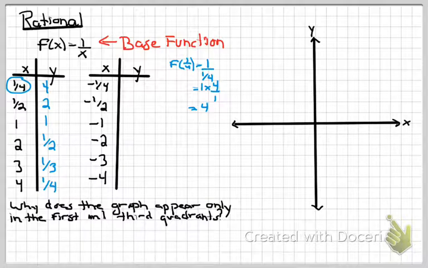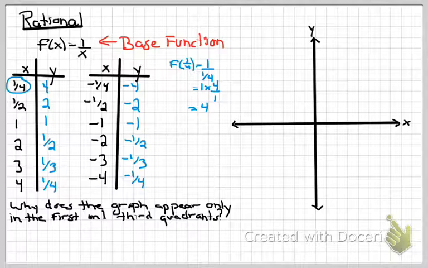Now, the same thing's going to happen when our values are negative. The only difference is, instead of being positive, they're going to be negative values. So we have -4, -2, -1, -1/2, -1/3, and -1/4. So now we're going to go ahead and actually graph these values.